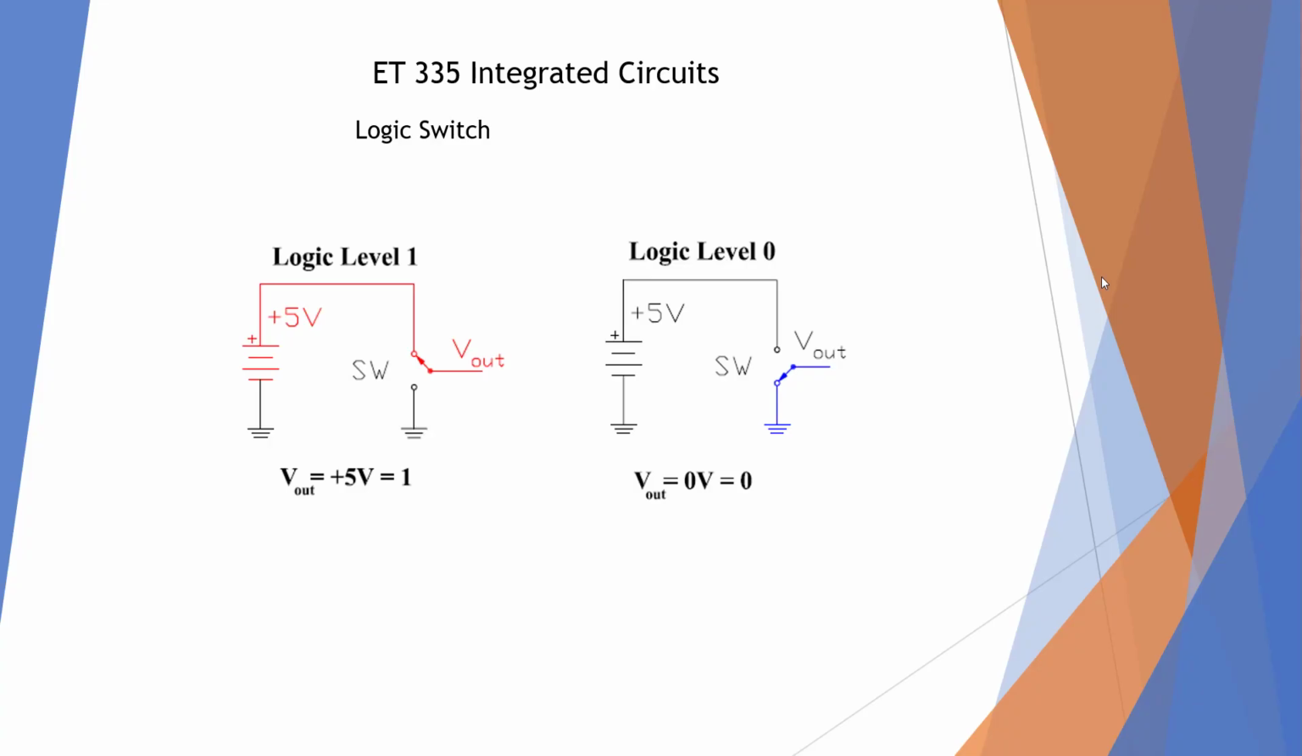Digital logic is based on two voltages. Logic level 1 would be 5 volts. So if I was to put this switch to 5 volts on top of the battery, it would be 5 volts out, logic level 1, or true or high. If I tie the switch to ground, that's going to be a logic level 0, or low, or false.